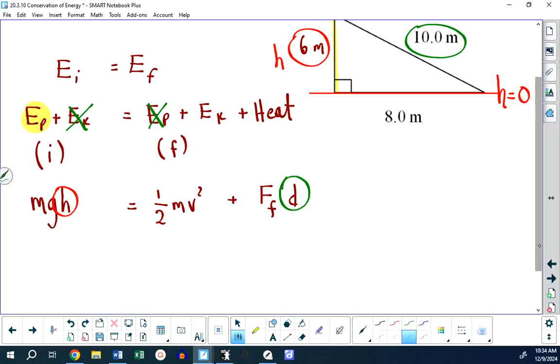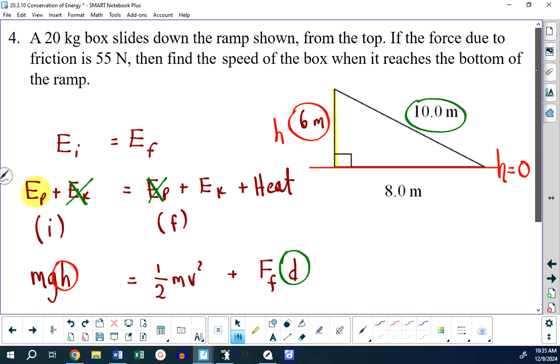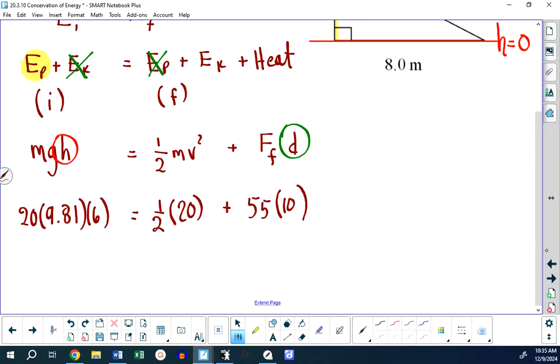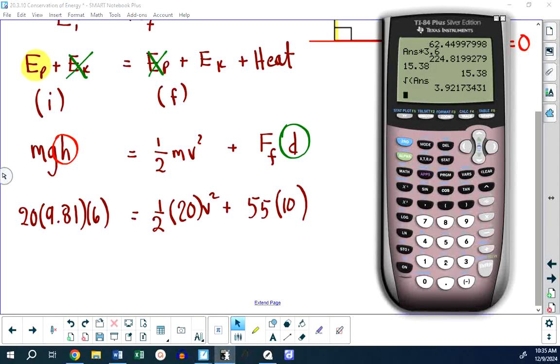Can I cancel the masses? No, because there's no mass in that force of friction times displacement. So what do we got here? 20 kilograms times 9.81 times 6 meters equals 1/2 times 20 times v squared plus the force of friction times 10. Forgot my v squared there. I'm going to show intermediate steps here.